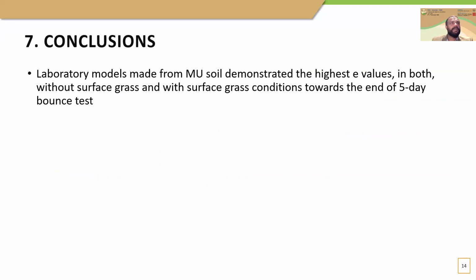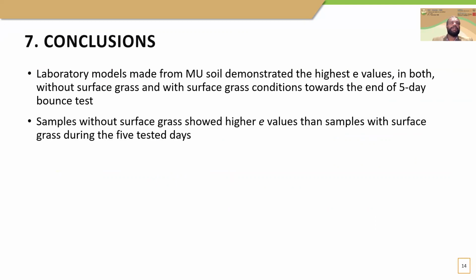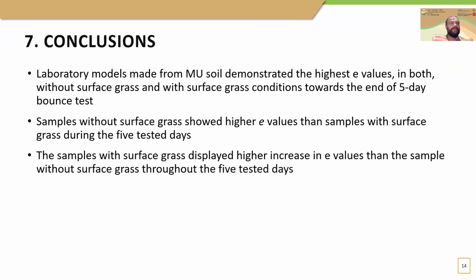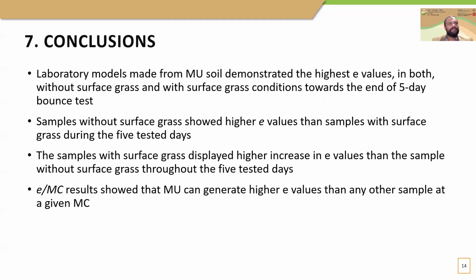Moving to the conclusions, the laboratory models made from Morunkan soil demonstrated the highest E values in both without surface grass and with surface grass conditions towards the end of the 5 days of the ball bounce test. Samples without grass showed higher E values than the samples with grass during the 5 days tested. The samples with surface grass displayed a higher increase in E values than samples without grass throughout the 5 days tested.